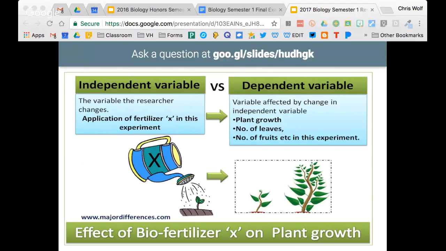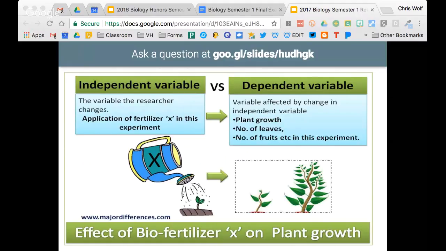So we have different things we could collect. We could measure plant growth. We could look at number of leaves produced. We could look at if the plant produces seeds or anything that could be measured or observed. It could be qualitative data based on what the fertilizer does. The dependent variable tells us if our independent variable is having an effect or doing anything in our experiment.